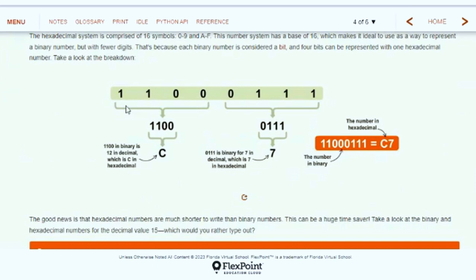See, this first one right here, 1100, is 12 in decimal. And then over here, this is 0111, that's 7. So instead, we can write a 12 with a C, because remember, after 9, it's A, B, C, 10, 11, 12. C is 12. And then 7, we just write as a 7, because we can go anywhere from 0 to 15 or 0 to F in hexadecimal. So the good news is hexadecimal numbers are much shorter than binary numbers. Even if we were writing these two numbers in decimal, it'd be 12 and 7. That would take 3 digits of information. So hexadecimal is shorter than decimal.